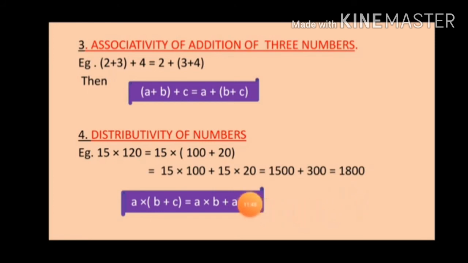So for this property we can even use variables. Let's take the whole number as a and the next two addends as b and c. So this can be expressed as a multiplied by the first addend, then the addition sign, and then the first whole number multiplied with the next addend, that is c. Okay, so this is how we can express this property of distributivity for any three variables.